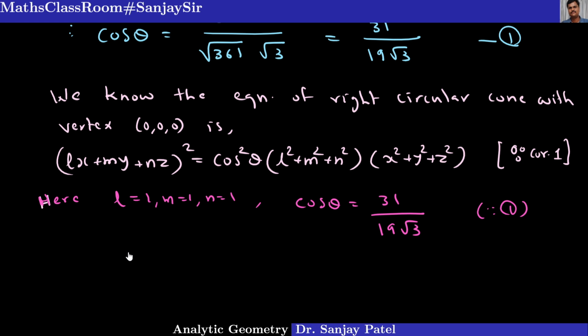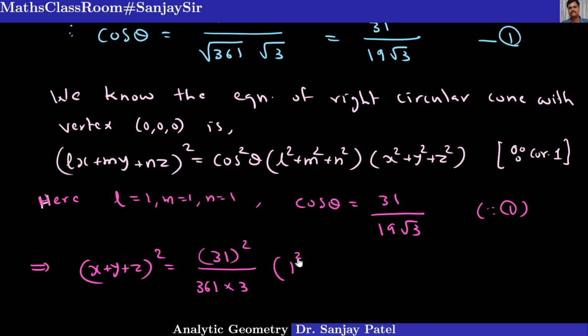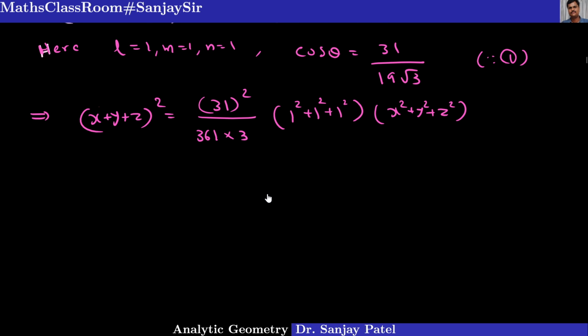So putting all the values, what I will get is, say, (x plus y plus z) whole square is equal to 31 square upon again 19 square, that is 361, into 3 into (1 square plus 1 square plus 1 square) into (x square plus y square plus z square). Okay, so just simplifying, we'll get the equation of the cone. So this is our final answer. Whatever the answer you get, you can calculate, and that is our final answer.